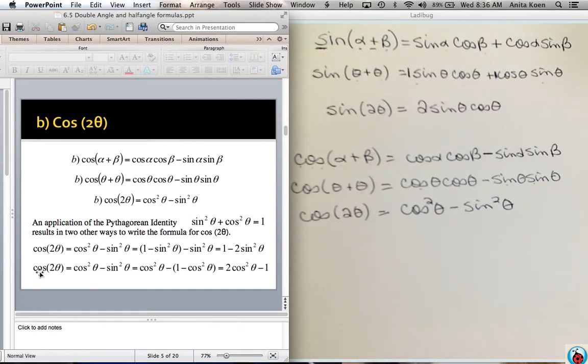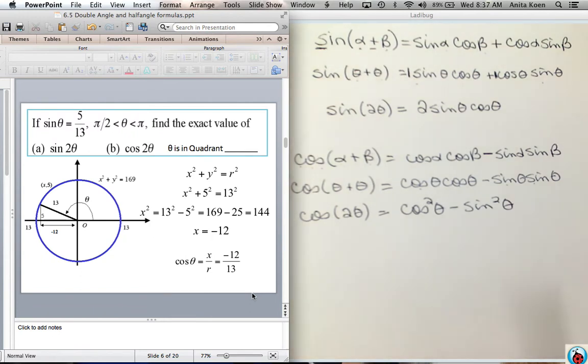And then I can do the same thing with the cosine of 2 theta. I'm going to replace the sine squared with 1 minus the cosine squared, and that gives me cosine squared plus cosine squared, because when I distribute this negative to this negative, it gives me a positive. So that's where the 2 cosine squared theta minus 1 comes from.